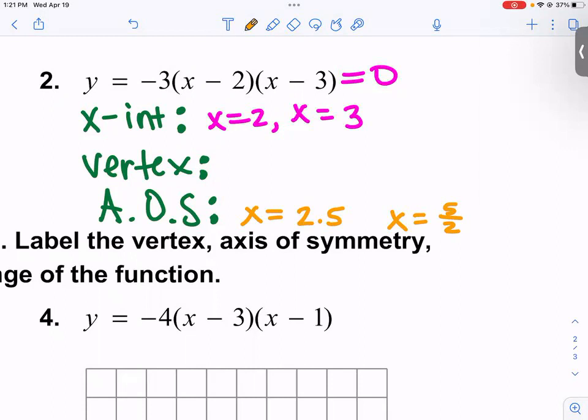Okay, so did anybody find the vertex? If x is 2.5, what's our y? 3/4? Yeah, 3/4.